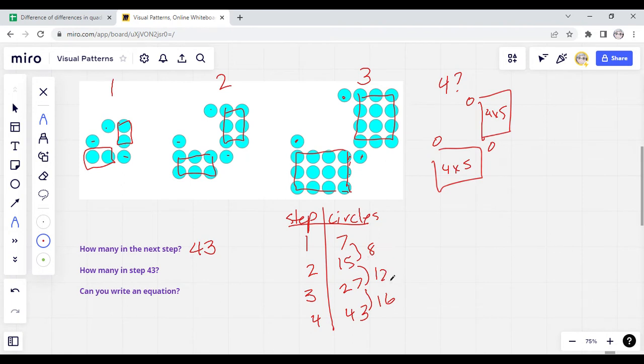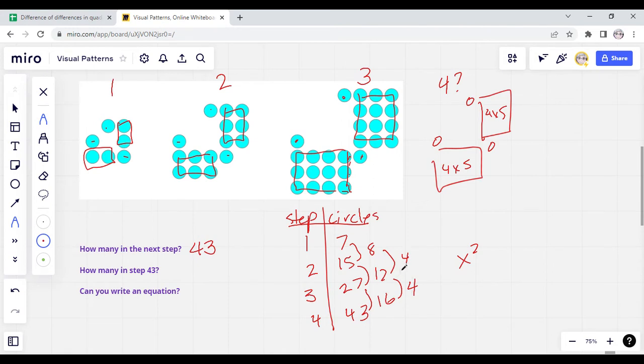Let's take the difference of the differences, because if we get a constant in that second set of differences, then we know we have a quadratic going on. So 12 minus 8 is 4, 16 minus 12 is 4. Aha, so we do have a constant. So we know we're dealing with x squared as our highest term.